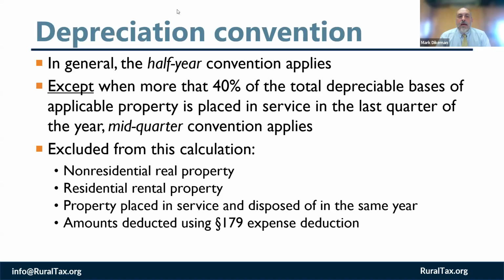If I find that the mid-quarter convention applies and maybe I wasn't expecting that, it may be possible to take some 179 deduction on one of those items that was purchased in the fourth quarter, maybe shifting below that 40% limit and changing from mid-quarter to half-year. There are some planning considerations to take into account when we're dealing with half-year and mid-quarter.